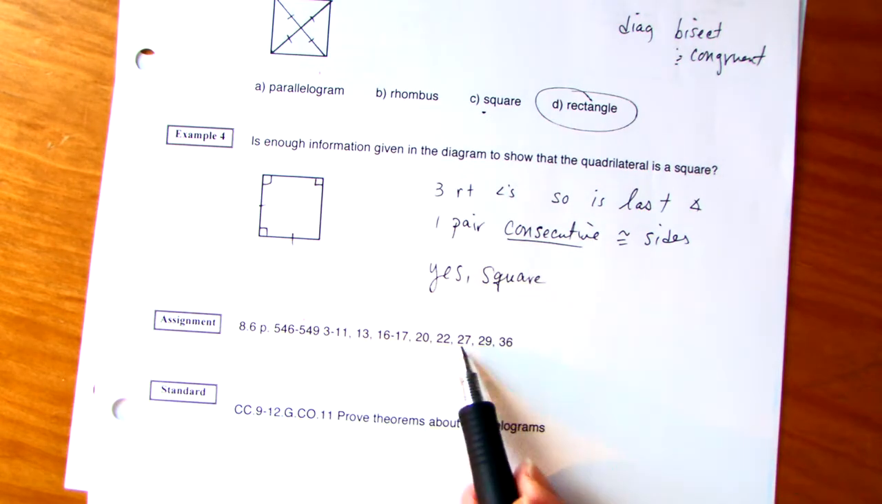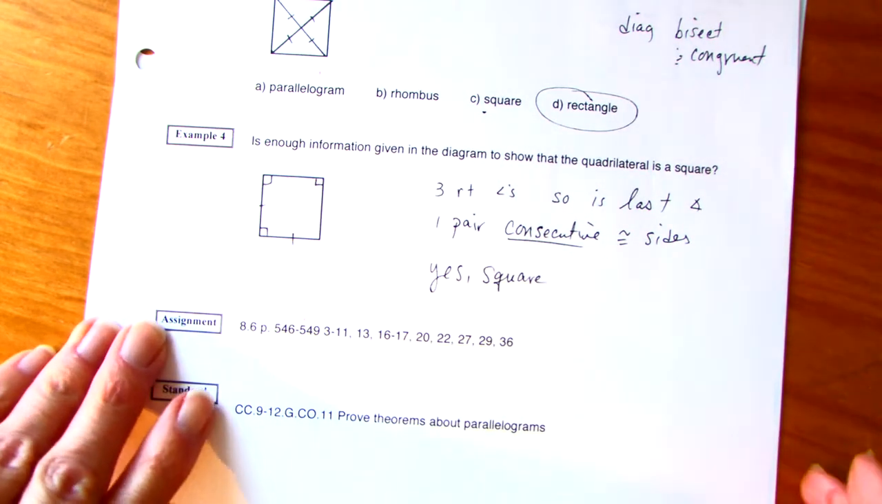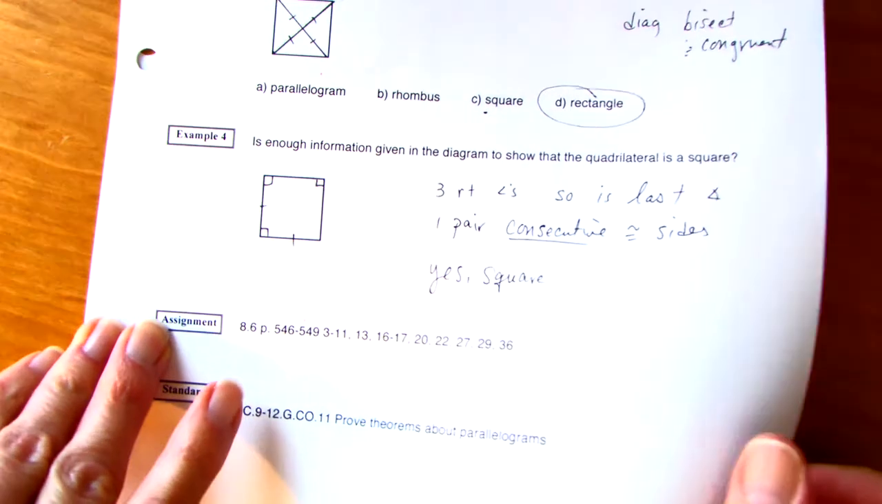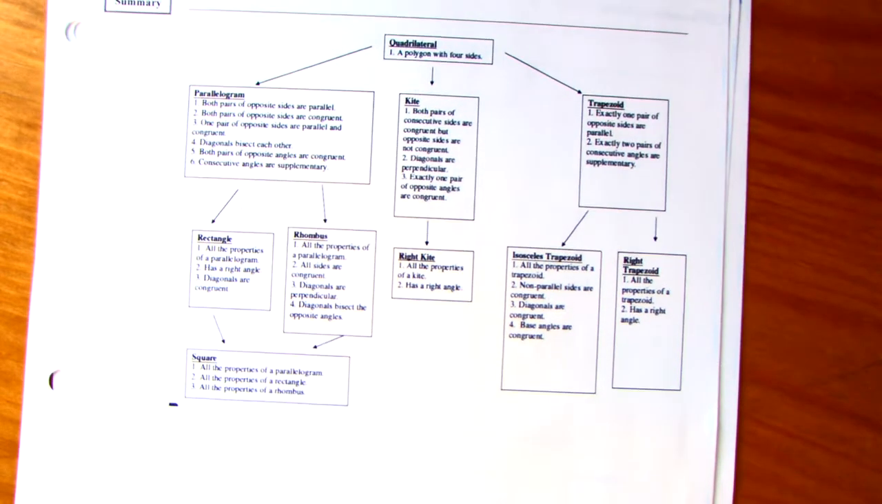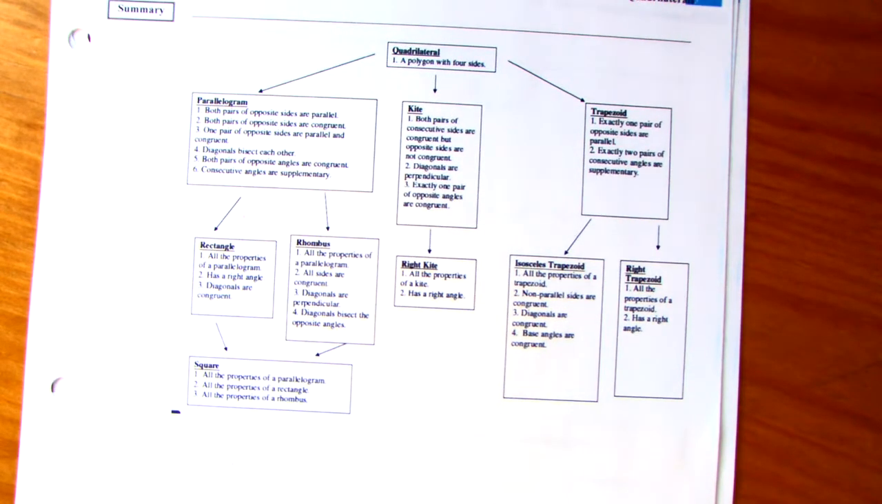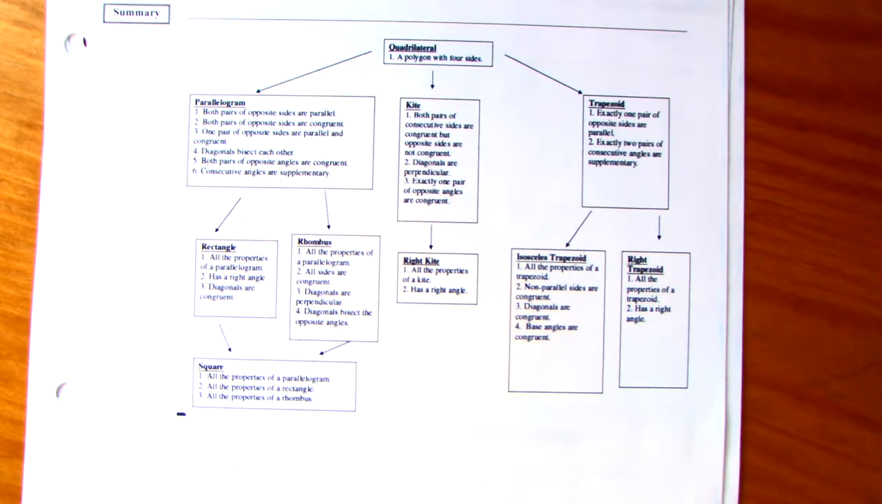All right, here's our homework. There's our Common Core standards. I know it says parallelograms, but we're including the trapezoid and the kite with all this. You've seen this again. I can't express how important this is. So please know your properties and stay warm.